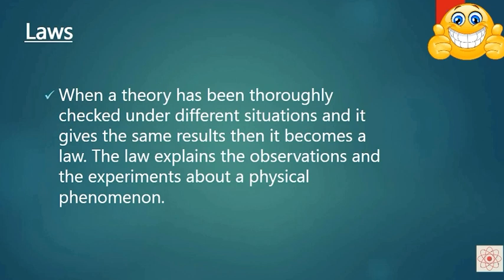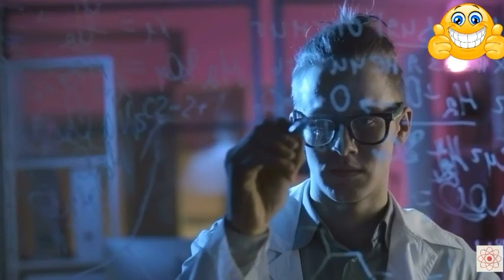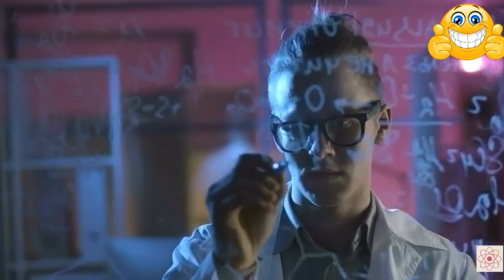Laws. When a theory has been thoroughly checked under different situations and it gives the same results, then it becomes a law. The law explains the observation and the experiments about a physical phenomenon.